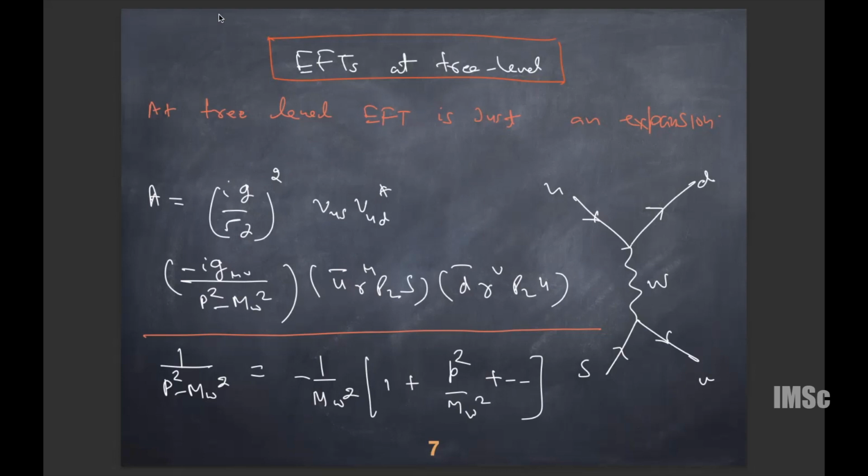So depending on your precision, you can just truncate your series. At the tree level, this is just an expansion. You can just expand it and keep the terms you want. So here there is no difference. You could also use the full theory and just work with that. There is no need of constructing the EFT. The real power you will see at the loop level, where you really see that you have some advantages in using the full theory.